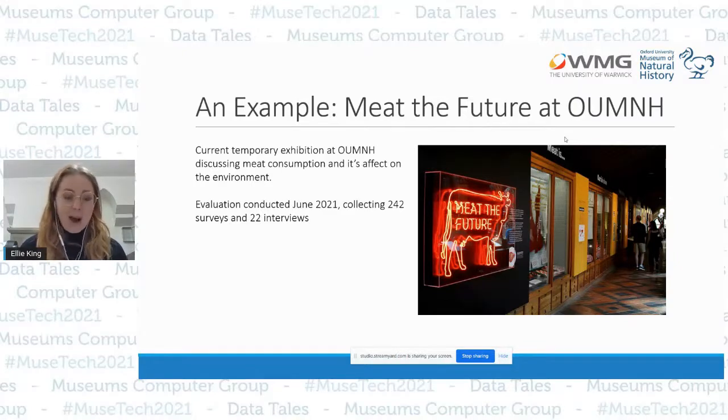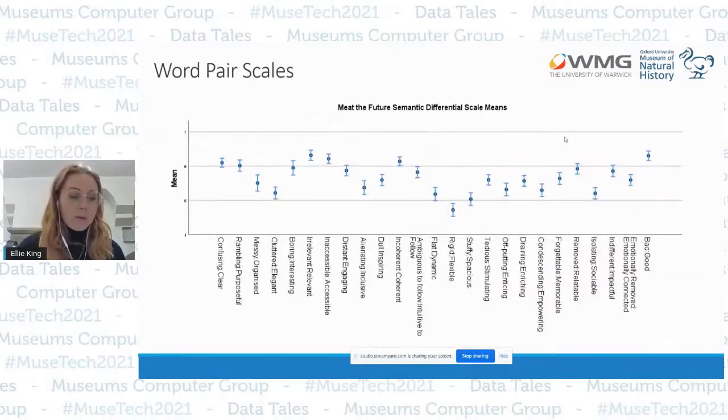But essentially, the evaluation was conducted over about 5-6 days in June 2021, over the summer, collecting 242 surveys and 22 interviews. So you can see the rate of data collection and the resource that goes into collecting this data. The first thing I'm going to talk about are the word pair scales.